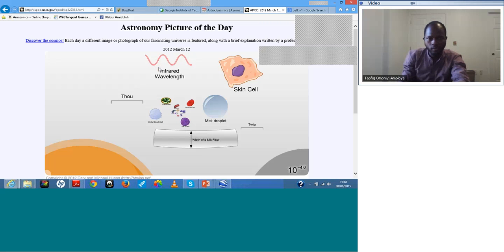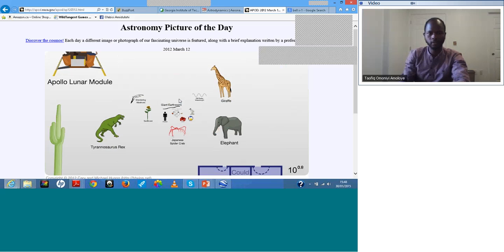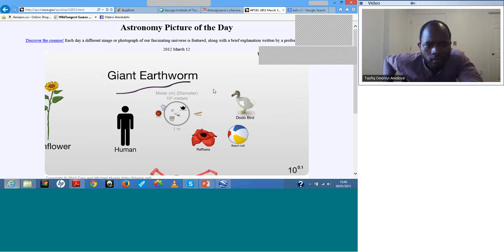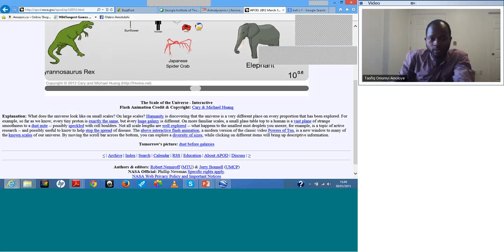Right now, in this length scale, we have human beings. Let's try to read what's written there. The explanation: what does the universe look like on small scales, on large scales? Humanity is discovering that the universe is a very different place on every proportion that has been explored. For example, so far as we know, every tiny proton is exactly the same, but every huge galaxy is different. On more familiar scales, a small glass tabletop to a human being is a vast plane of strange smoothness to a dust mite. I suppose you get what we are talking about now.